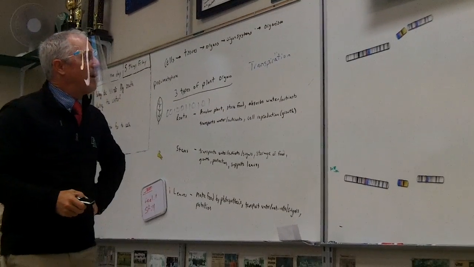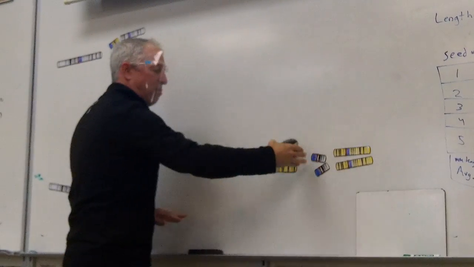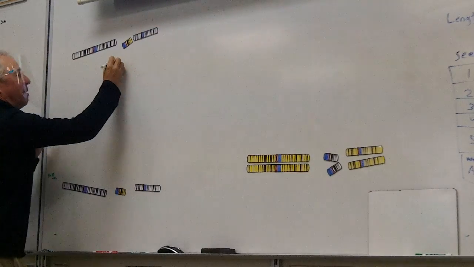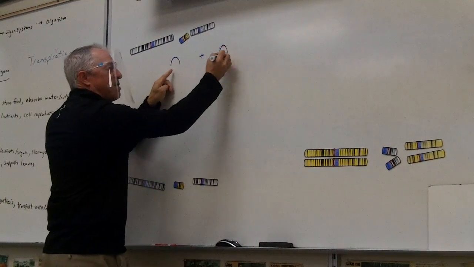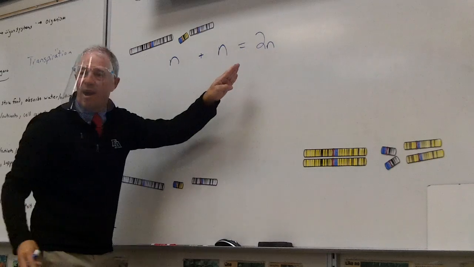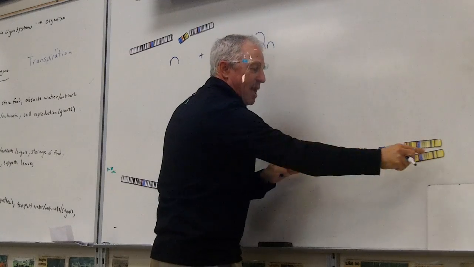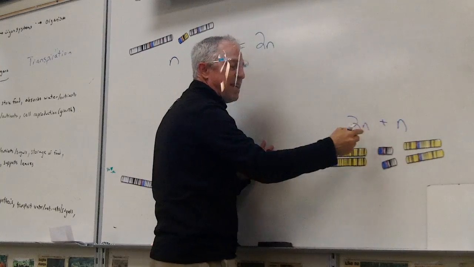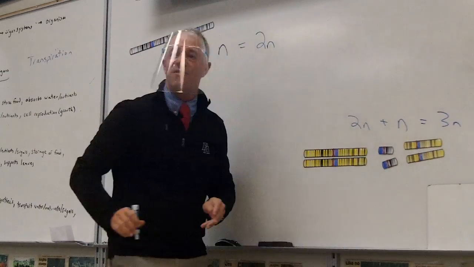So, if this sperm cell, it's supposed to be haploid, right? Sperm cells are haploid, N. Normally a haploid sperm cell matches up with a haploid egg cell, and you get a diploid organism, right? That's how it normally works. Well, what if this sperm cell that has 2 full sets, it's 2N, hooks up with a normal egg cell that's N? What do you get? 3N. You get an organism with 3 sets of chromosomes.